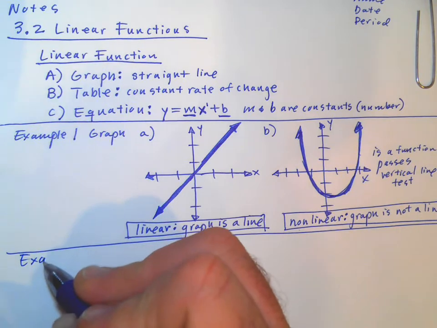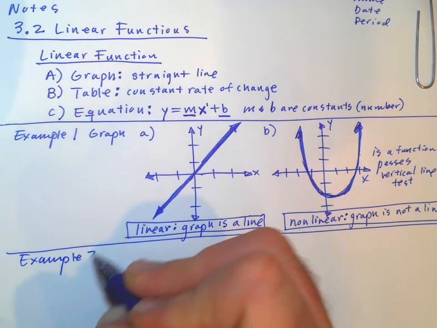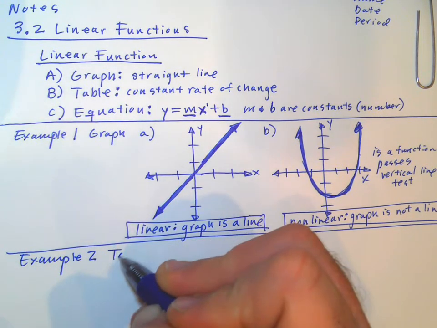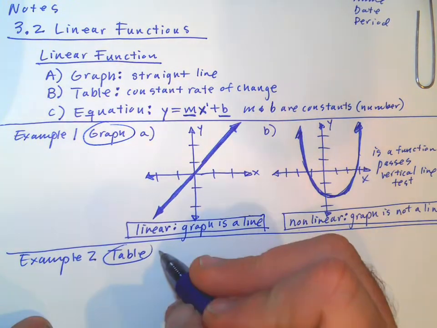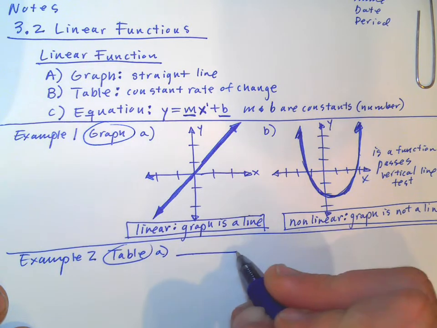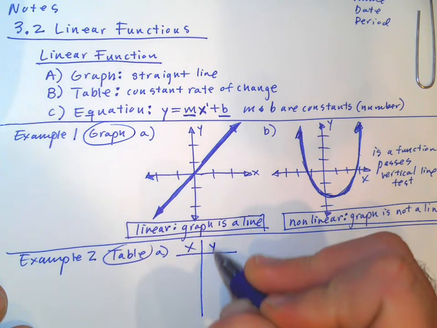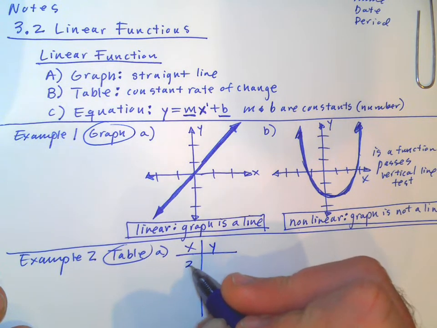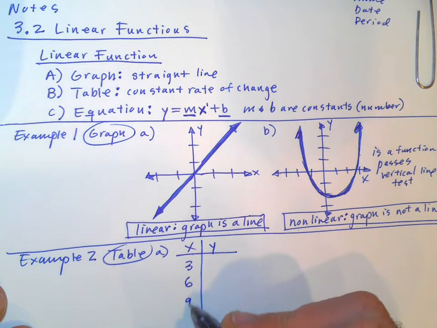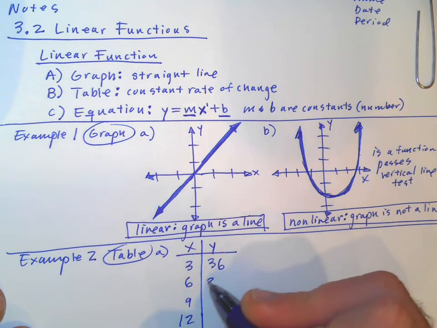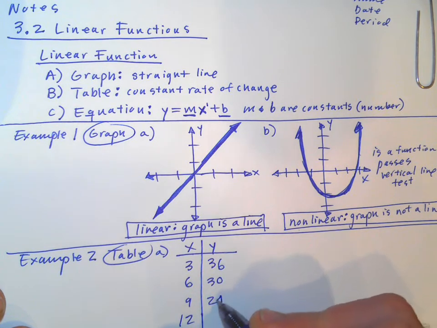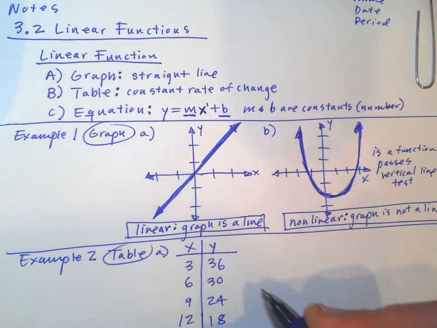Okay, example 2. How do we recognize it from a table? So I'm going to give you guys a couple tables. X, Y. There's going to be some numbers in them already. 3, 6, 9, 12 and 36, 30, 24, 18. On these ones, we said it has to have a constant rate of change.